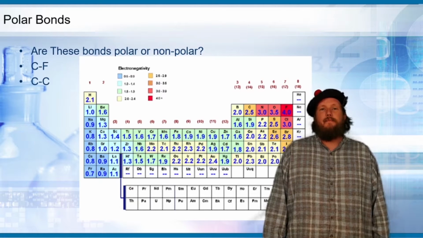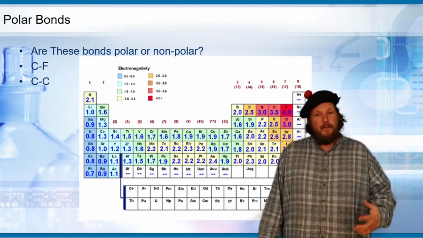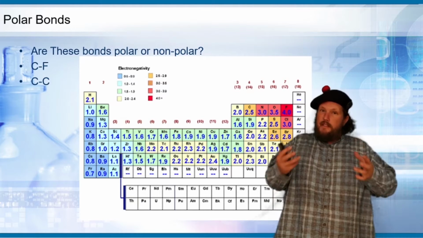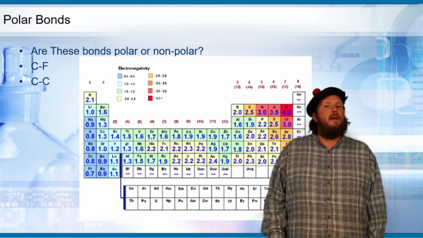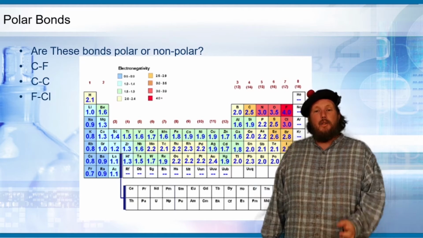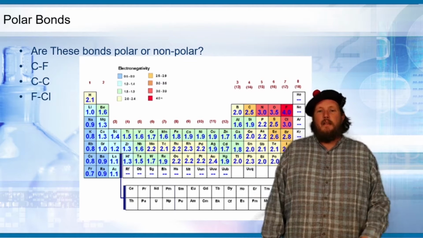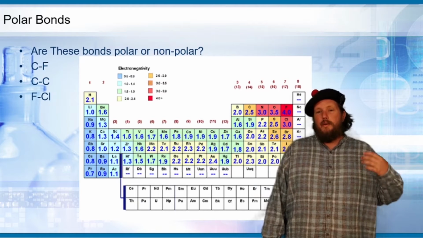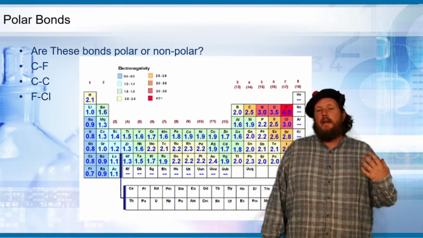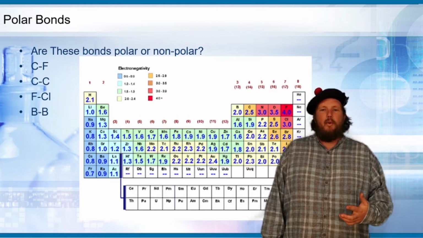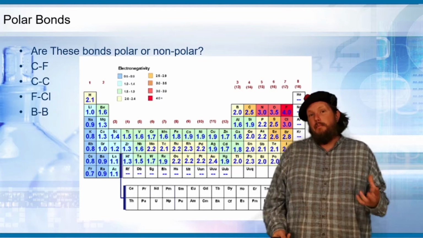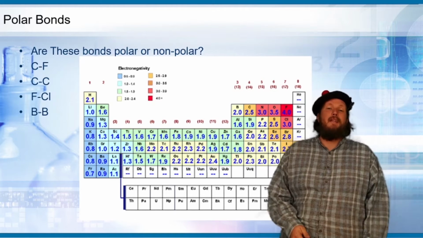Carbon-carbon bond. So both carbons are 2.5, which means they have a difference of 0. Anything bonded to itself is going to be a non-polar bond. Fluorine-chlorine. So fluorine 4.0, chlorine 3.0, that's a difference of 1, definitely a polar bond. Boron-boron, again something bonded to itself, which means it's going to be non-polar.